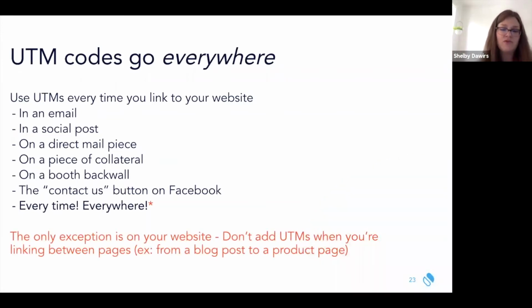The only exception, of course, with UTMs is you don't want to put it on your own domain. So if you're linking from a blog post to a product page, Google's got you, you don't need to add a UTM. And if you do, you could make your data a little messy because it might look like a referral when it's not. So that's the only place. If you're on your own content management system, like a WordPress, you shouldn't be linking with UTMs.